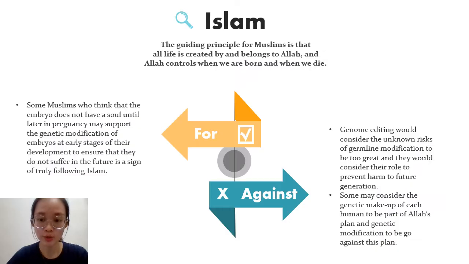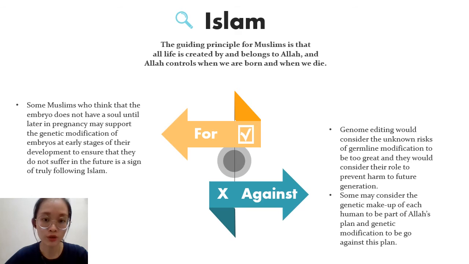The first religion we will look at is Islam. The guiding principle for Muslims is that all life is created by and belongs to Allah, and Allah controls when we are born and when we die. So there are two perspectives, for and against germline genome editing.